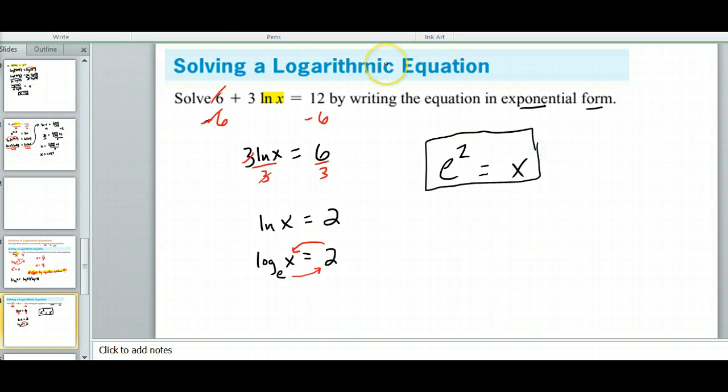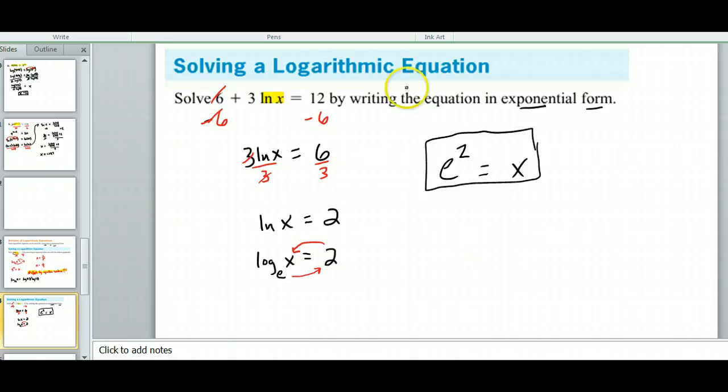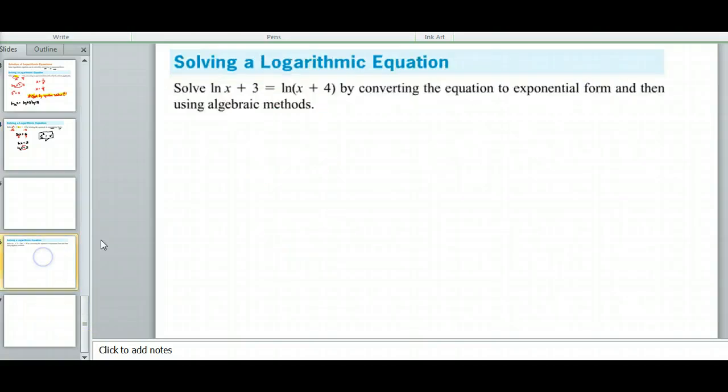We can always check it. We always should check it because it's a log equation. 6 plus 3 times the natural log of parentheses e squared, which is our input that we're going to replace x with. Close parentheses on both and then hit enter. We should get 12, and we do. So that means that is a good solution. But don't forget to check these things. You've got to check log equation solutions.